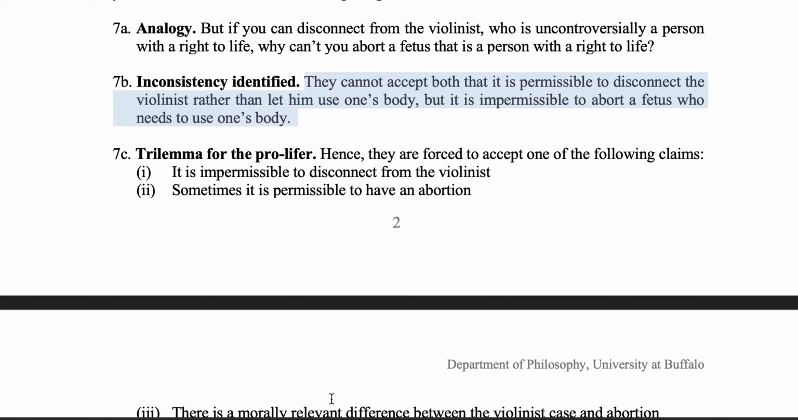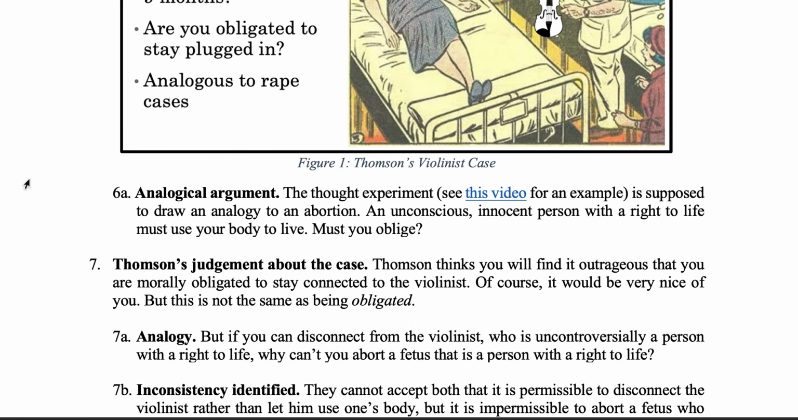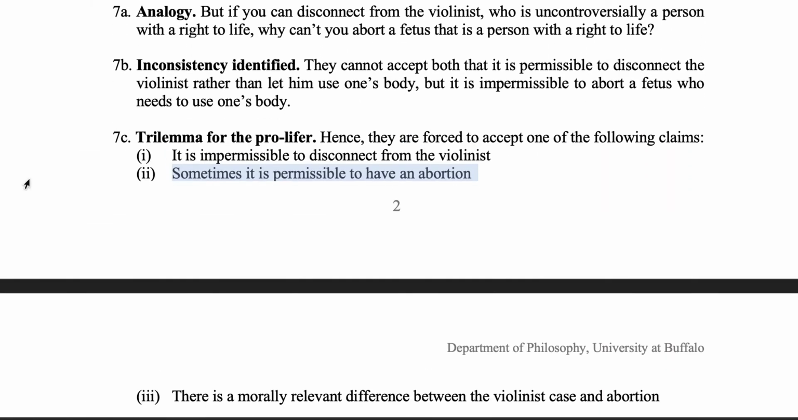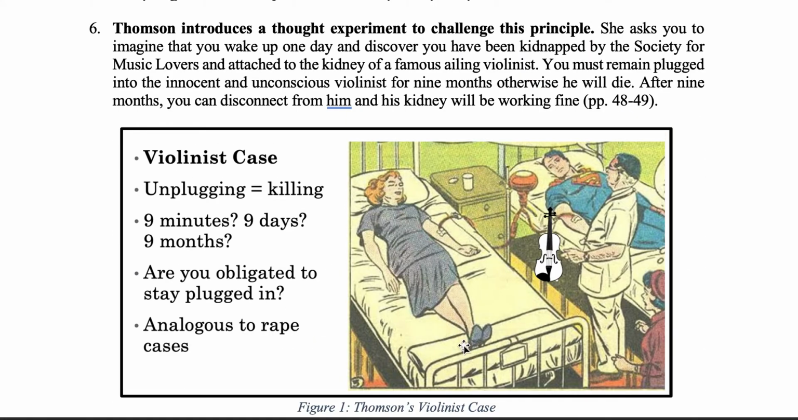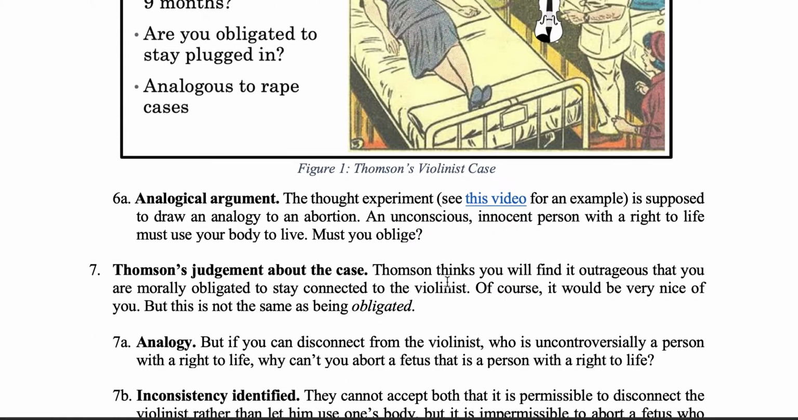So we get what we call a trilemma, which is just, you have to pick one of these options. You can't have all of these together. You have to pick either it's impermissible to disconnect from the violinist, if you want to be a pro-lifer, or you can give up your pro-life view and say sometimes it's permissible to have an abortion if it's a case like this, like a rape case, basically. Or you have to say that there's a morally relevant difference between the violinist case and a case of abortion, in particular, a rape case of abortion, because that's supposed to be what it's analogous to.